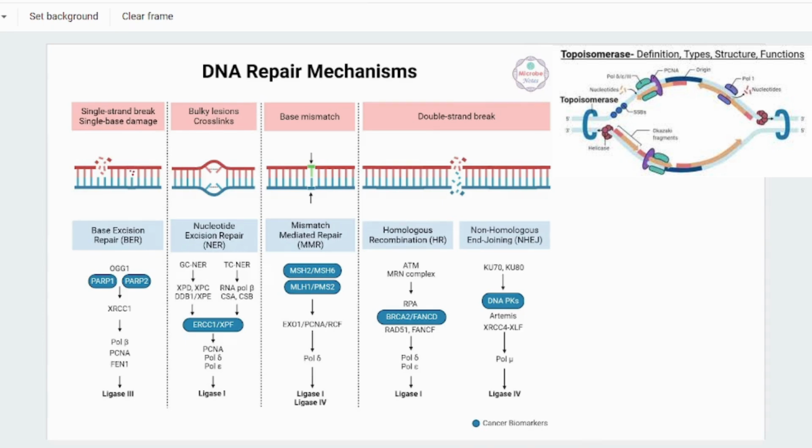HR is a critical mechanism for repairing double-strand breaks during the S and G2 phases of the cell cycle, or when sister chromatids are available, as opposed to non-homologous end joining, which is only active in G1, where the sister chromatid is not available as a homologous template. Its high fidelity ensures the accurate repair of DNA lesions, especially in minimizing the risk of mutations.